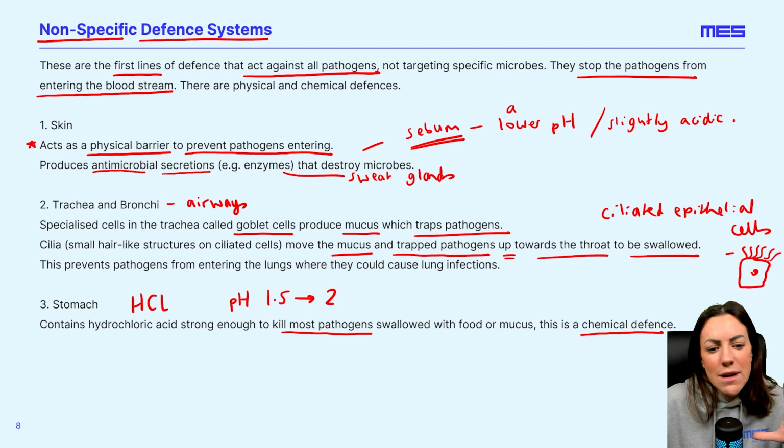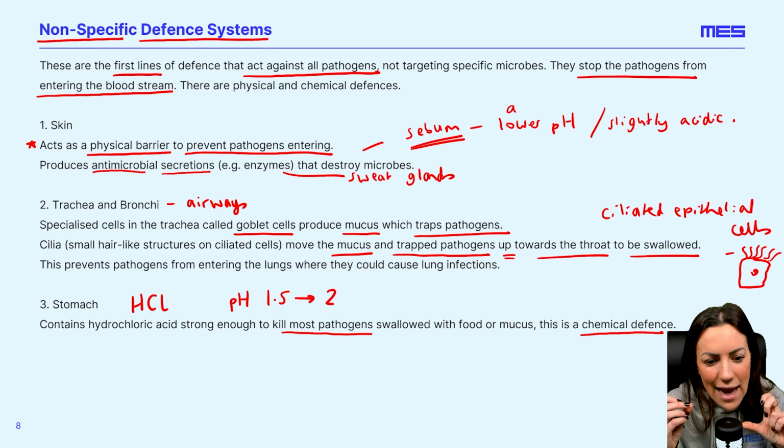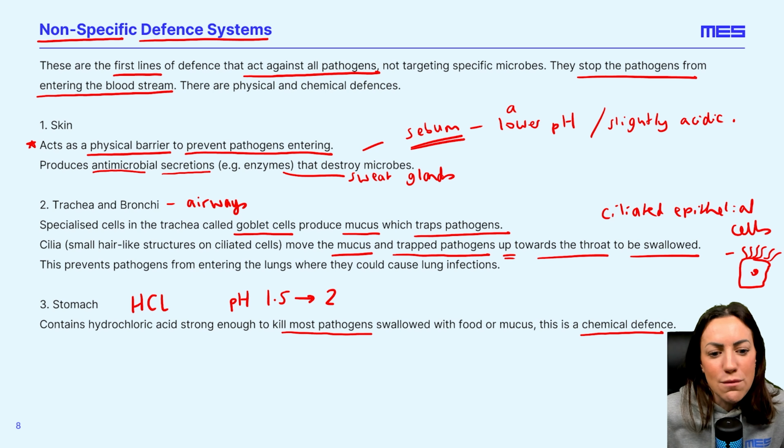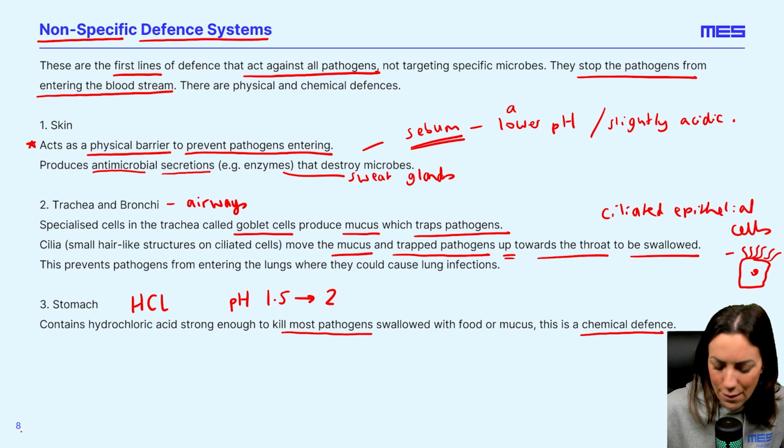Now, remember, your stomach is actually protected from the acid because your stomach has a layer of mucus inside to protect the muscular walls of the stomach so they do not get destroyed by this strong hydrochloric acid.